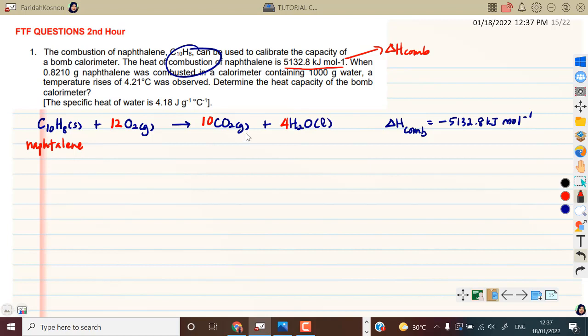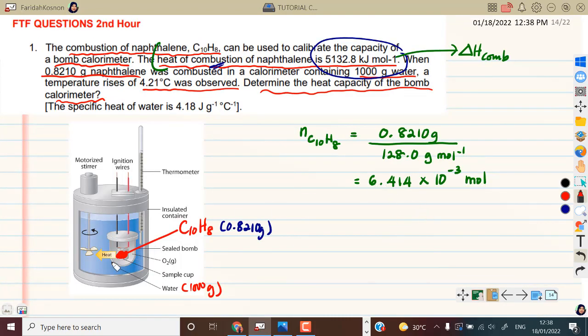Kita tak boleh nak kira Q reaction sebab kita tahu berapa yang terbakar dalam kita punya bomb calorimeter ni adalah 0.8210 gram. So 0.8210 gram ni bersamaan dengan berapa mol? Ini dalam bentuk mol lah. Okay, jadi maksudnya yang berlaku dalam calorimeter ni, heat release in the calorimeter ni, which is absorbed by the water and calorimeter itu adalah Q reaction. So, how we are going to calculate the Q reaction?